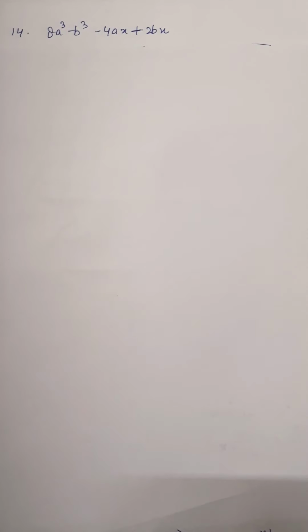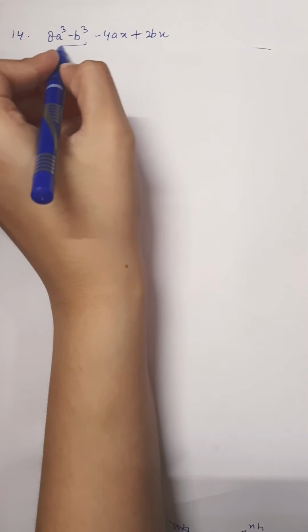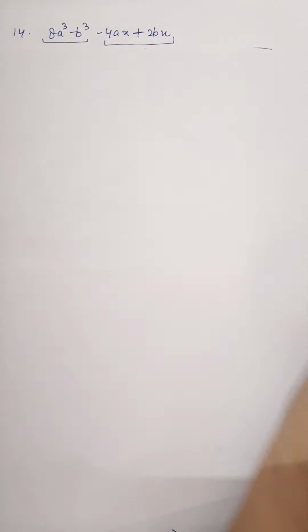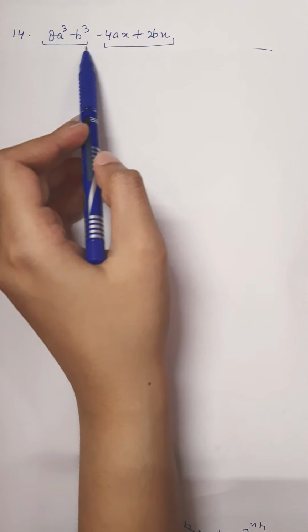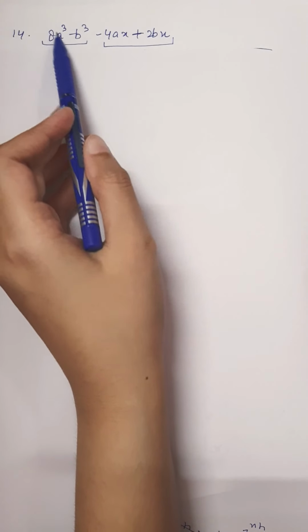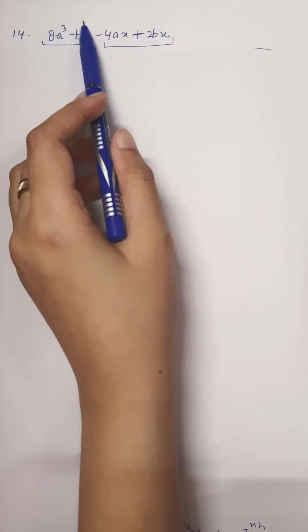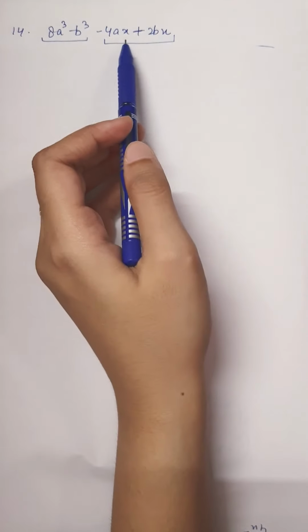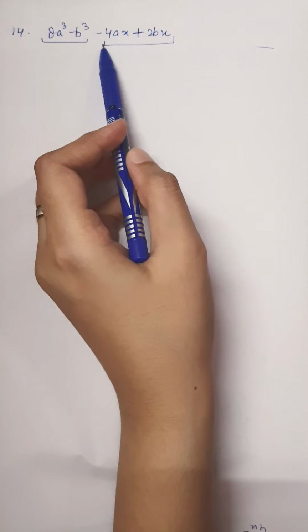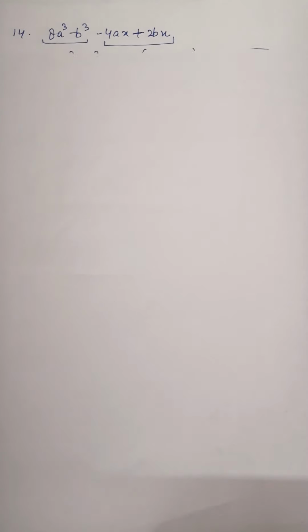Next question 14. Like I told you, wherever you will see 4 terms, go for grouping. So I think first 2 terms and the last 2 terms grouping will work. Why? Because here I have seen the format immediately. Cube of a bracket, 2a whole cube and b whole cube. So here I will apply the identity. And here I think I need to take something common. Let's see.